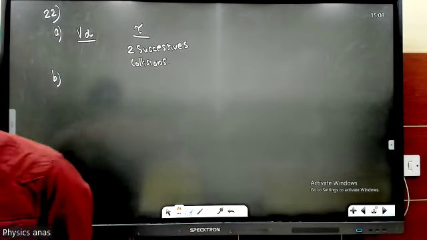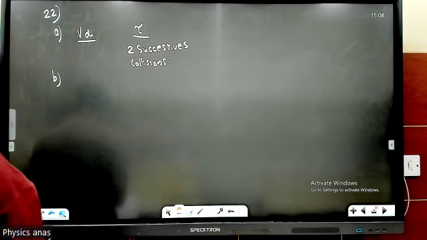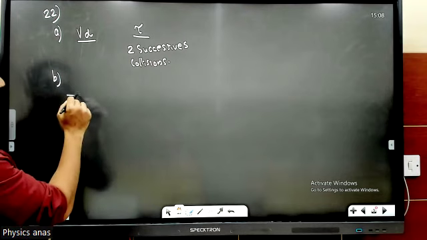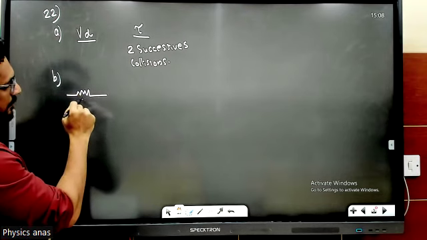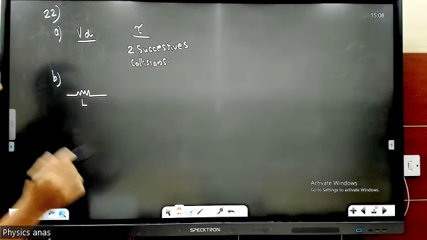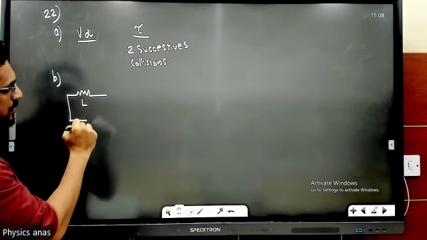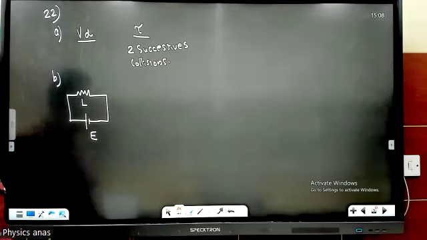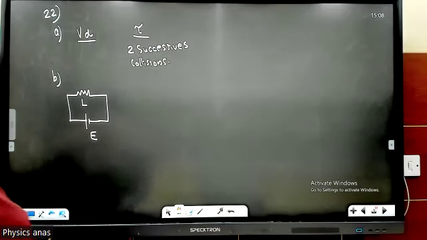So the second question. A conductor of length L is connected across a DC source of EMF E. So there is a conductor having a length L, and it is connected to a battery of EMF E.